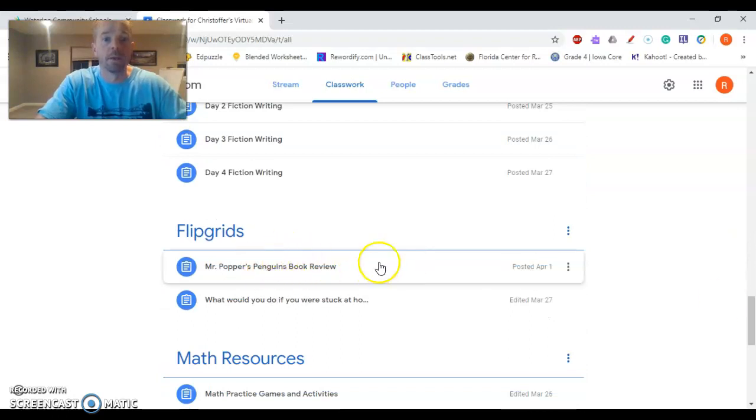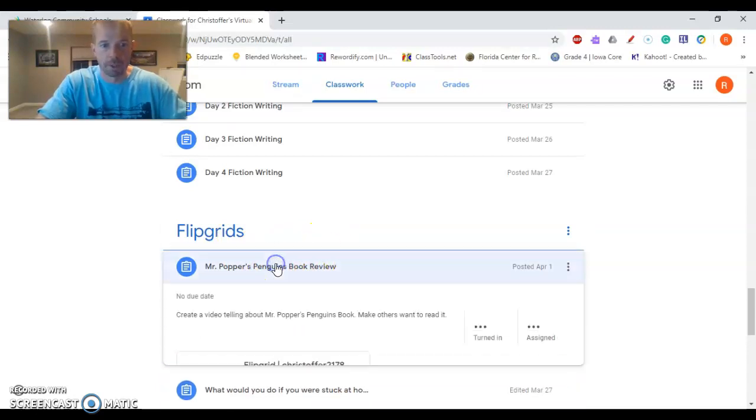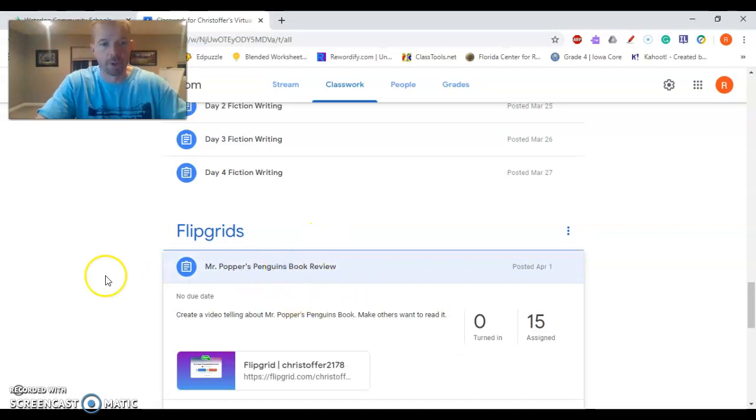Oh, and the Flipgrid on Mr. Popper's Penguins book review, that is still up. I have not seen anybody do that yet. So if you want to work on that.